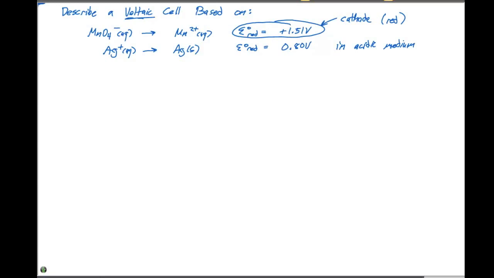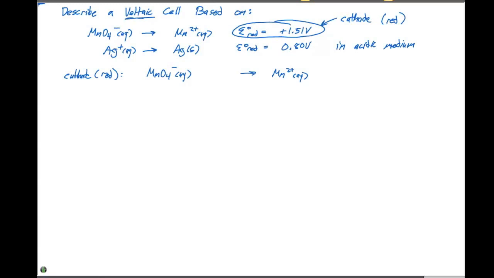So what this means is that we can write our cathode reaction, or our reduction half cell, as MnO4 minus in aqueous solution, giving us Mn2 plus in aqueous solution. And we have to try to figure out how to balance this. Whenever we're balancing out half reactions, we have to balance out all the atoms that make up everything in the reaction, and we also have to balance out the charges.